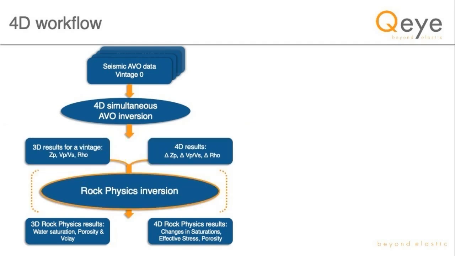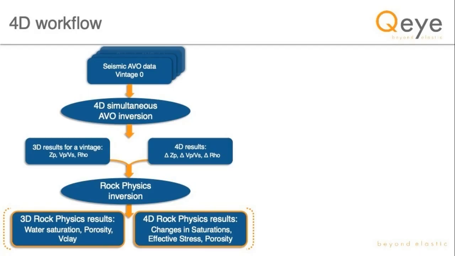We'll then perform a rock physics inversion, and we'll develop a rock physics model to do that. And then the result of that is, again, a 3D rock physics result, sort of giving us the framework. So what was the original water saturation, what is the original porosity and V-clay. And we also get the 4D rock physics results, so changes in saturation, effective stress, and porosity. So that's the workflow we have to go through.